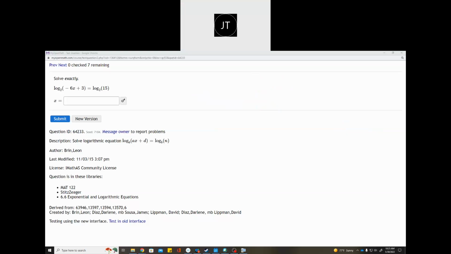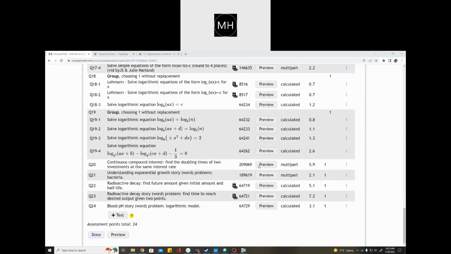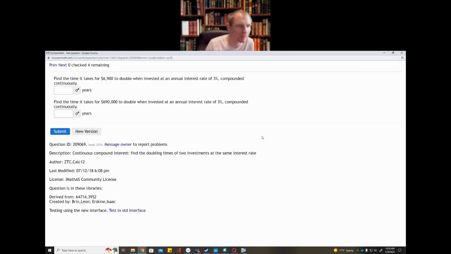Okay, was that the two that we wanted from this section? I thought it was 19 and 20. Yeah, 19 and 20. Okay. And I think this one was 20. Or am I wrong? Nope. This one is 20. Okay. Find the time it takes for $6,900 to double when invested at an annual rate of 3% compounded continuously.